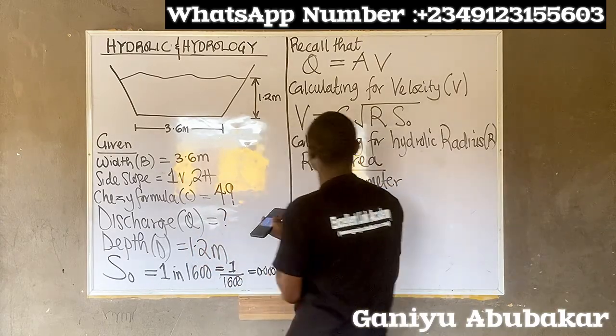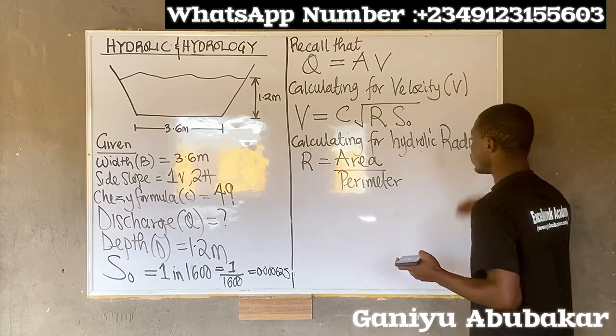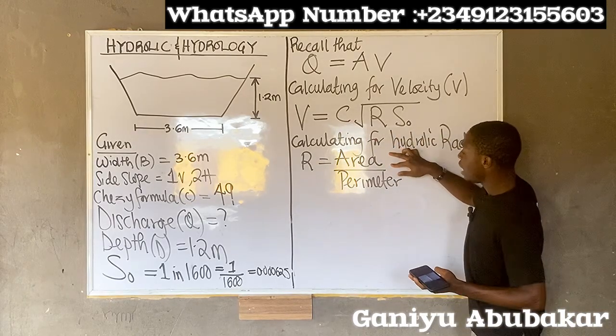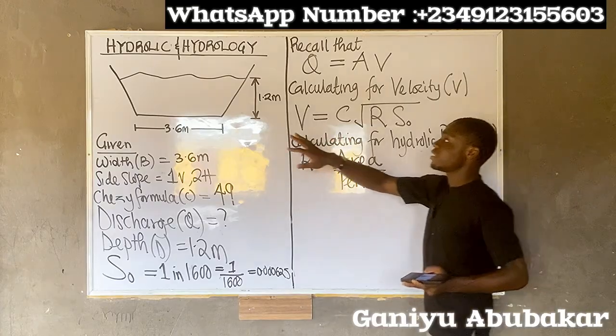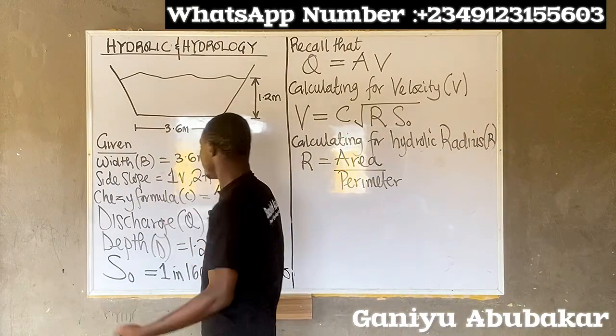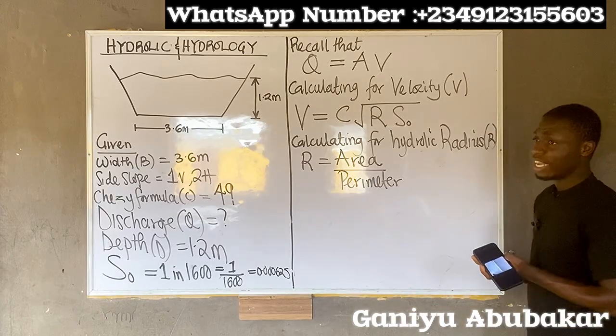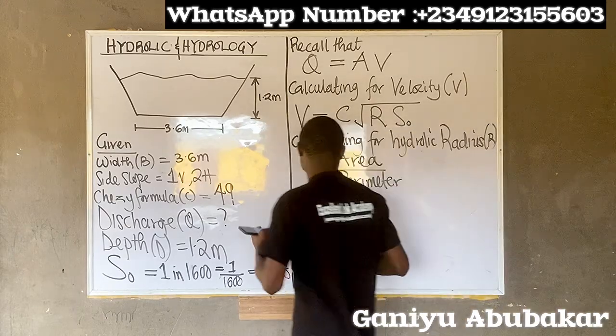All right, I have this place. Weighted area over weighted perimeter. So the idea is I need to get the area and perimeter of this trapezium so as to get the hydraulic radius. So let's calculate the area of this shape.